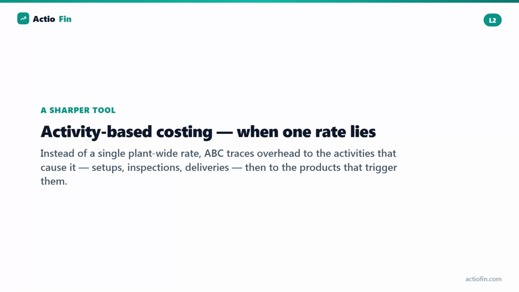Imagine a factory where one product runs in long, simple batches and another needs constant machine setups, inspections, and special handling. A plant-wide rate based on labor hours would charge them almost the same overhead, which is plainly wrong. Activity-based costing fixes this. You identify the real activities that consume resources: setups, inspections, deliveries. Work out the cost of each, and charge products according to how many of those activities they actually trigger. Suddenly the fiddly, low-volume product reveals its true, much higher cost. And the simple high-volume one looks cheaper than the crude method suggested.